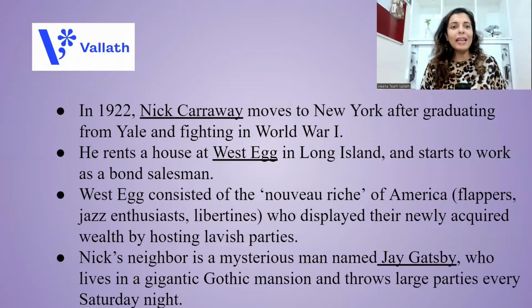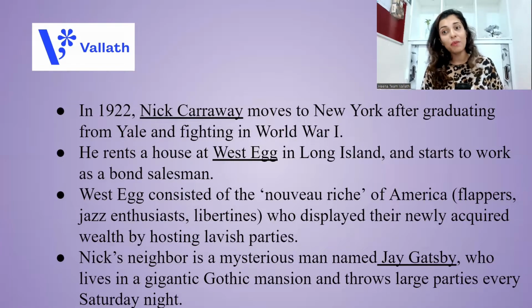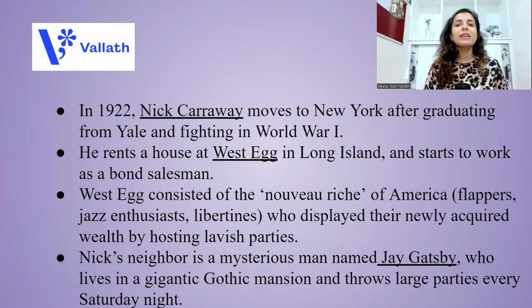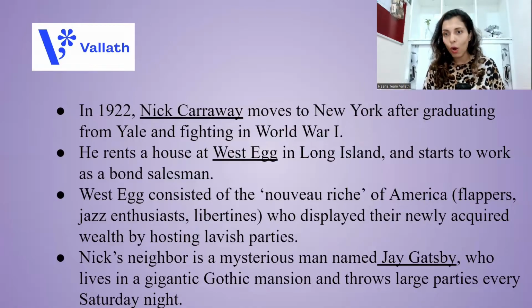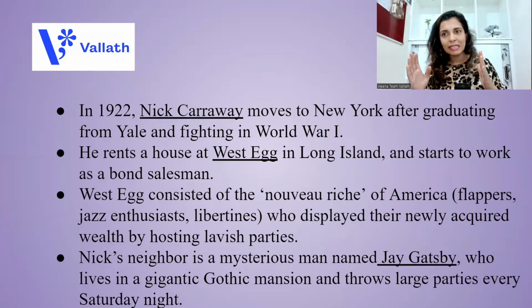Let's start. In 1922, Nick Carraway moves to New York after graduating from Yale and fighting in World War I. He rents a house in West Egg in Long Island and starts to work as a bond salesman. So basically, Long Island is divided into 2 parts, West Egg and East Egg.